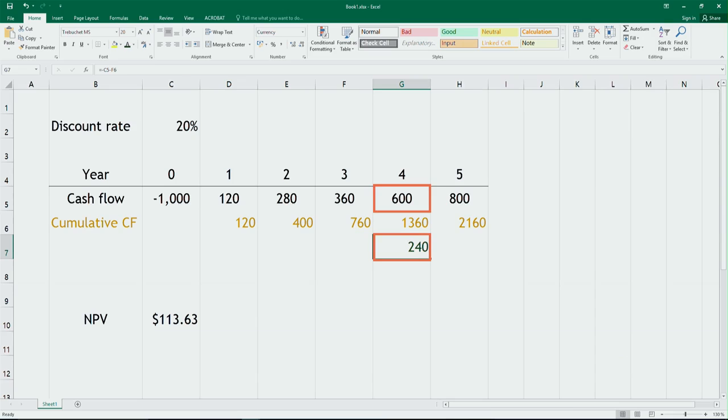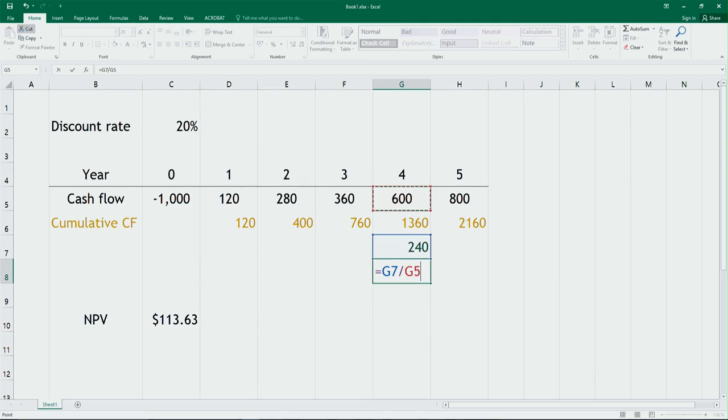And from those two highlighted numbers, we learned that it would not take a full year for us to collect $240 in year 4 when the cash inflow in that year is $600. Then how long will it take to recover 240 in year 4? Well, to answer this, we need to make an assumption, which is a reasonable one in my opinion, that the annual cash flow of $600 will be evenly distributed throughout the year.